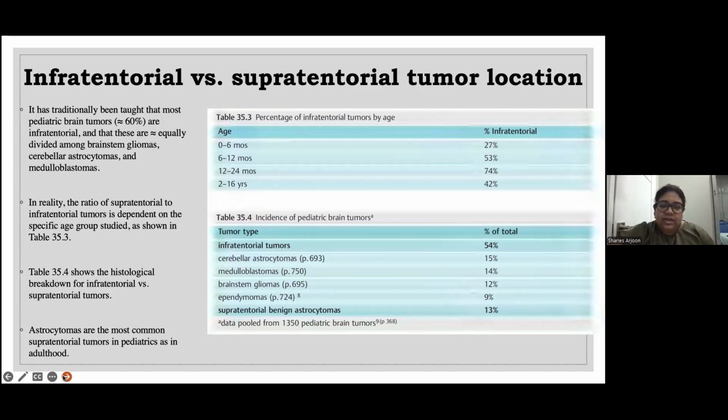In the 0 to 6 months age group, 27% are infratentorial tumors, 6 to 12 month age group, 53%, the 12 to 24 months, 74% incidence, and the 2 to 16 years of age, 42%. The table below shows the histological breakdown for infratentorial versus supratentorial tumors, and astrocytomas are the most common supratentorial tumors in the pediatrics as well as in adults.